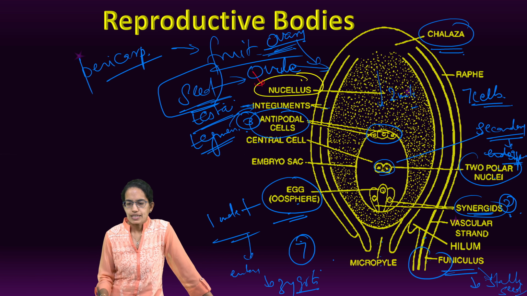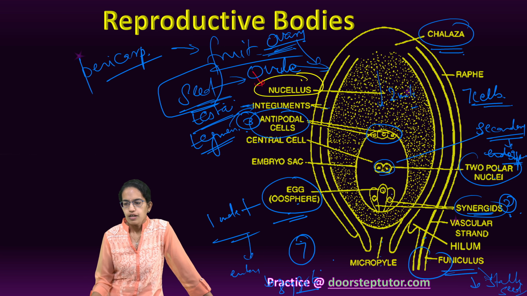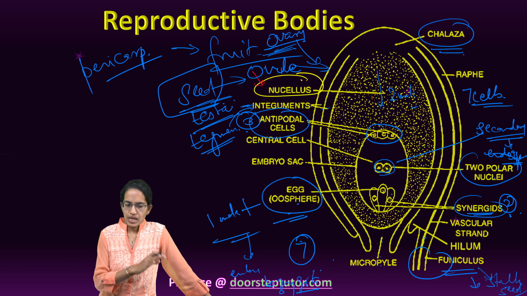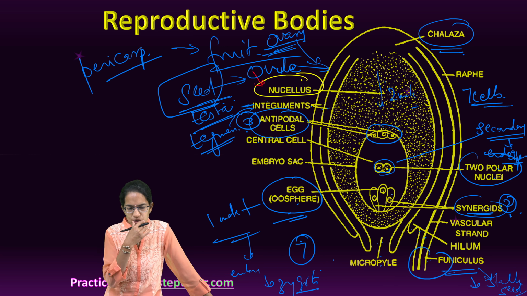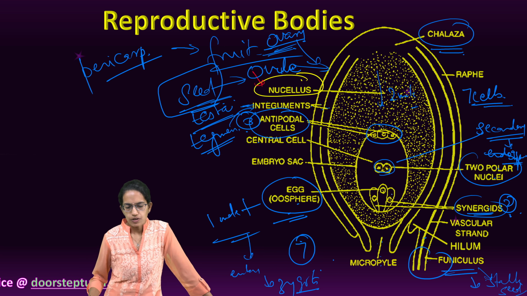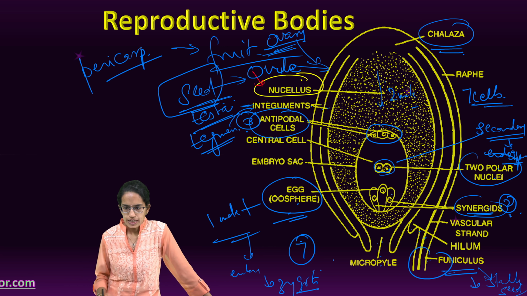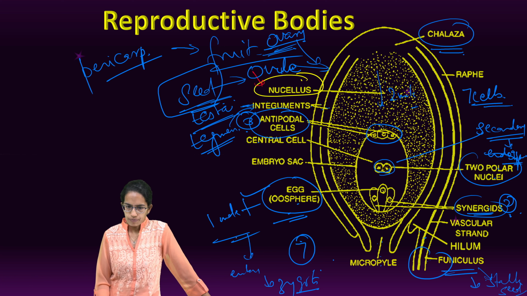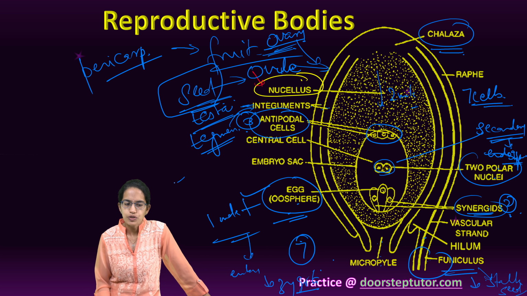Now, as I said, there is formation of the egg. The egg and the male gamete form the embryo. The embryo forms the zygote due to the process of fertilization. Now, why is it called double fertilization? So, one fertilization of the egg and the male gamete, the other of the secondary nucleus and the male gamete forming endosperm. So, two fertilizations.